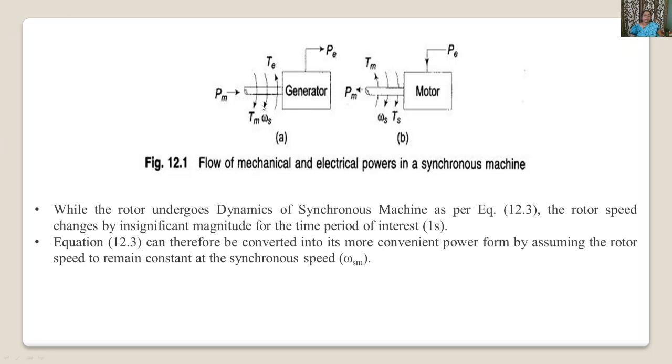In a generator, mechanical input is there while electrical output is there. In a motor, electrical input is there, and we are producing mechanical output. So torque changes. Here mechanical input is there. Suppose this direction we consider as clockwise. This omega is synchronous speed. This mechanical torque operates in the same direction as synchronous speed, while electromagnetic torque is the reverse of this mechanical torque.